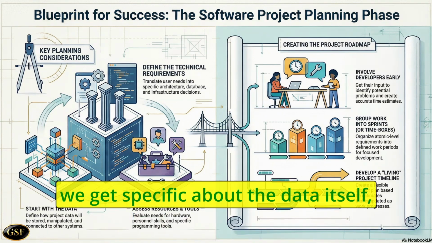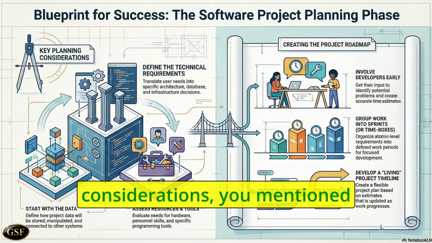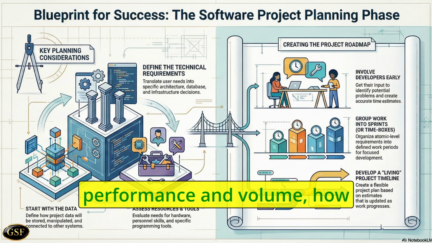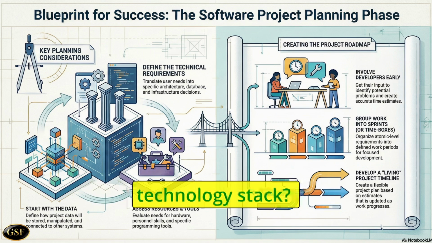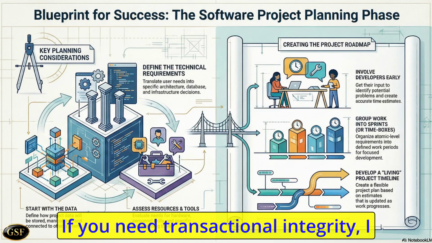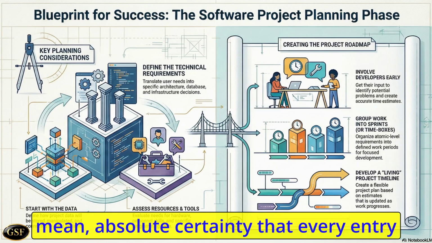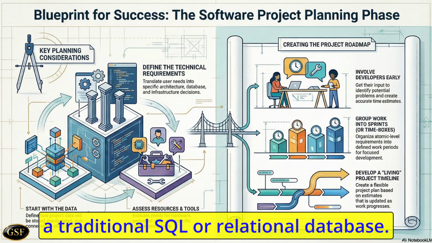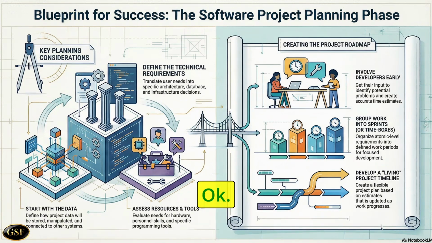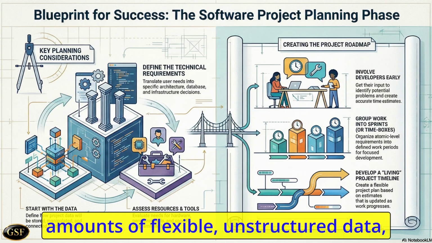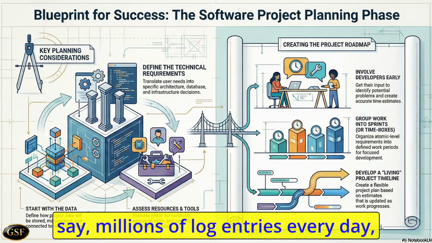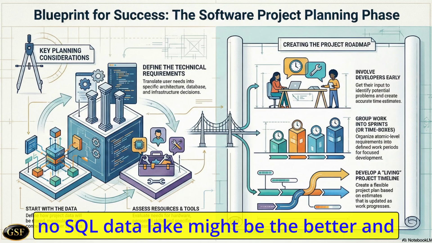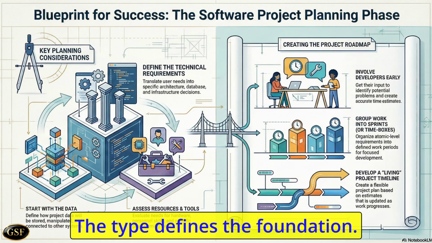And then we get specific about the data itself, right? The database considerations. You mentioned performance and volume. How do those three criteria, type, performance, and volume, how do they define your technology stack? Let's break that down. If you need transactional integrity, I mean, absolute certainty that every entry is recorded correctly, you might opt for a traditional SQL or relational database. Okay. But if the system needs to store vast amounts of flexible, unstructured data, say millions of log entries every day, a NoSQL data lake might be the better and frankly cheaper solution. The type defines the foundation.